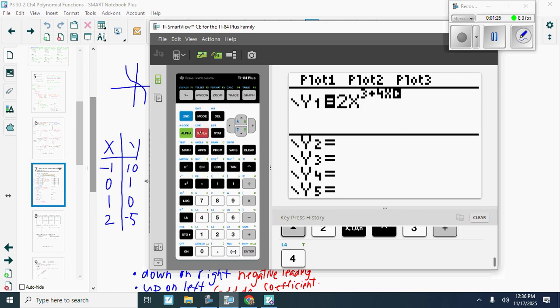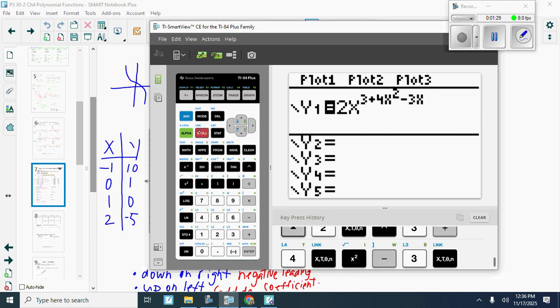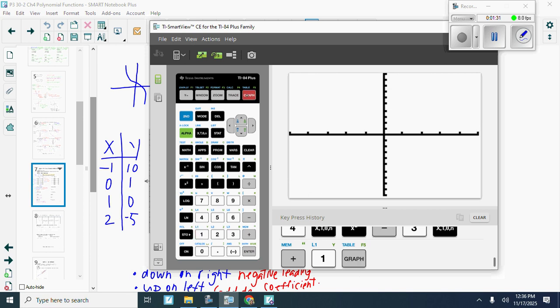So 2x cubed plus 4x squared minus 3x plus 5.